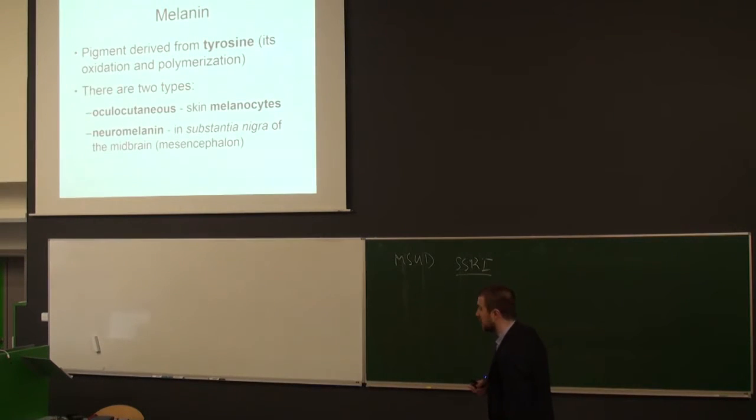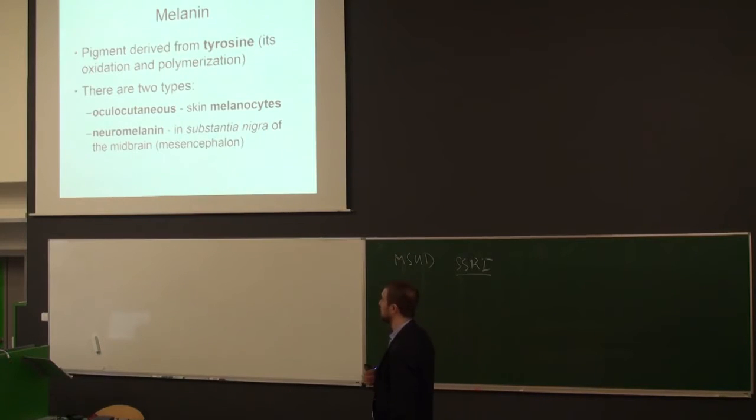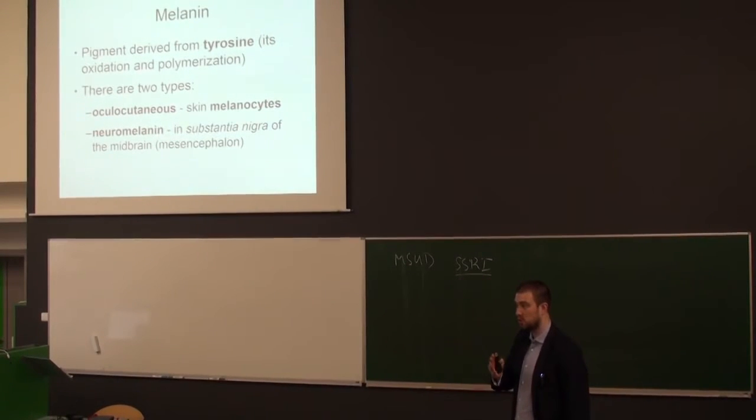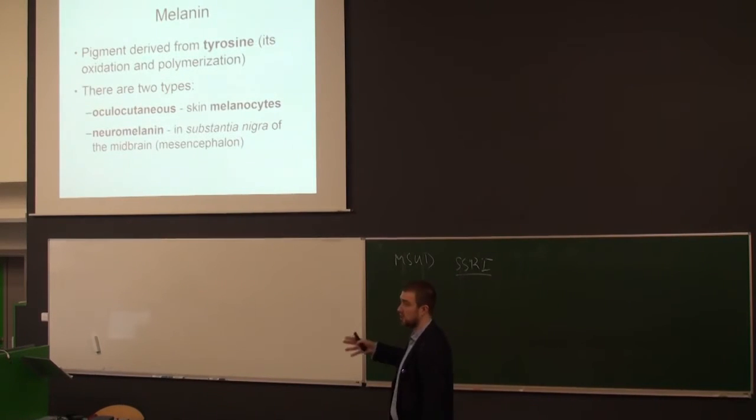Last before the break, to close the tyrosine topic: it gives you one pigment also. If you do the oxidation and polymerization, it's quite a long process, so we will take only the result. The result of oxidation and polymerization of tyrosine is melanin.